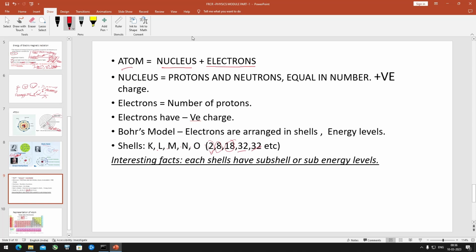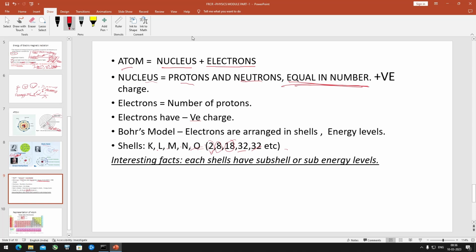N holds 32, and so on. After the M shell, there are more and more subshells or sub energy levels in the orbits, so it becomes a little hazy after that. We don't have to bother about that right now. We'll just focus on what is important from the exam perspective. So what is the nucleus? This is again an important point which is asked very often. The nucleus is composed of protons and neutrons. Remember that in a stable atom, protons and neutrons are in equal number.